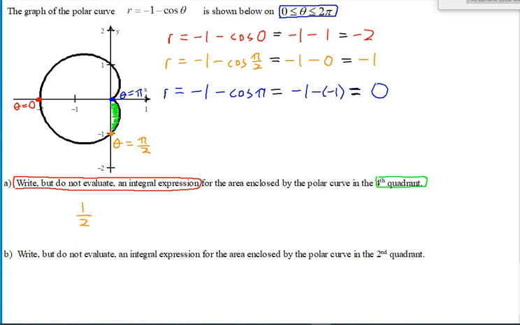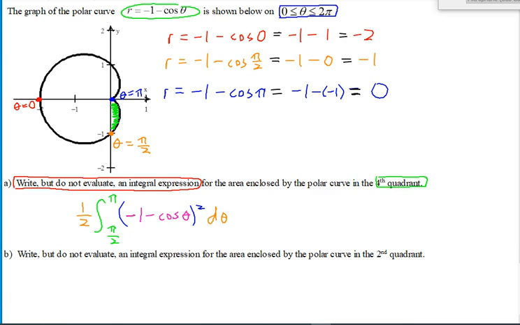And then the integral from pi over 2 to pi. That's what we just figured out. And then it's always the radius squared. And here's our particular radius in this case, negative 1 minus cosine theta, so that's what goes in here: negative 1 minus cosine of theta. And then don't forget it always gets squared, and then times d theta. And this one said write but do not evaluate, so we can just leave it like that. And that, if we worked it out, either by hand or with a calculator, would give us the exact area of this little region right here in the fourth quadrant.